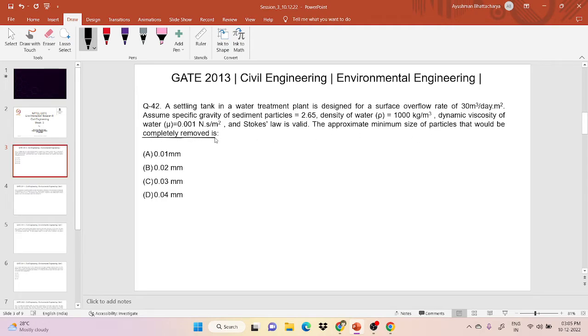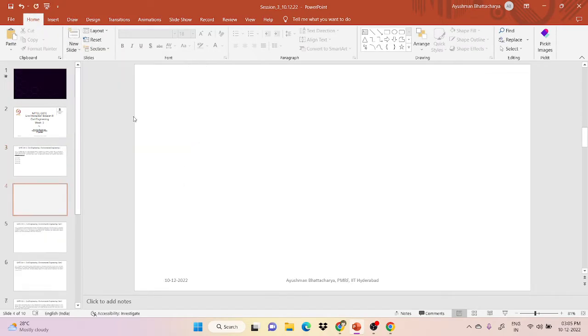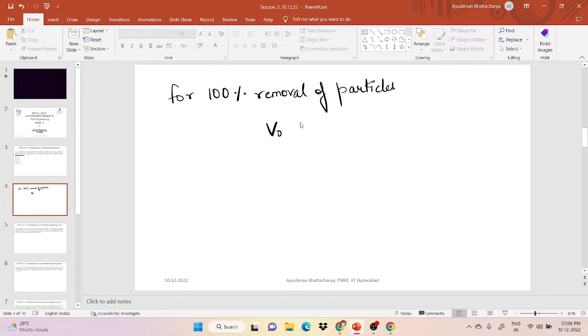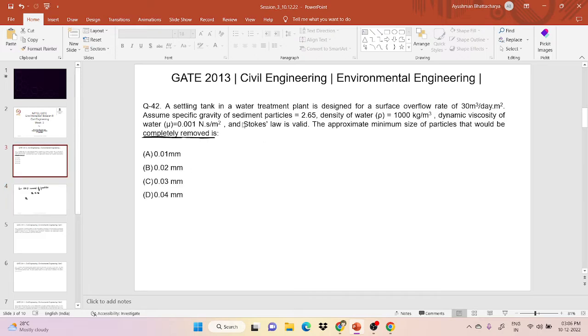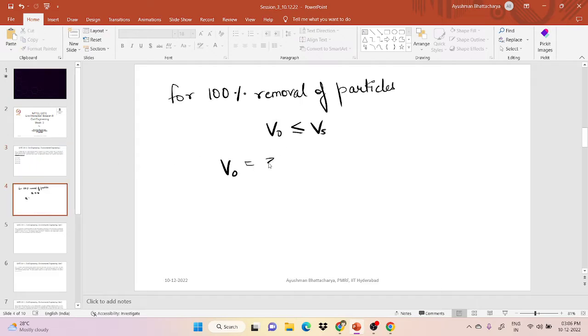So basically, in this question, they are mentioning the approximate minimum size of particle that would be completely removed. Our approach will be, for 100% removal of particles, overflow rate should be less than or equal to the settling velocity. In the question, the overflow rate is mentioned as 30 meter cube per day per meter square.